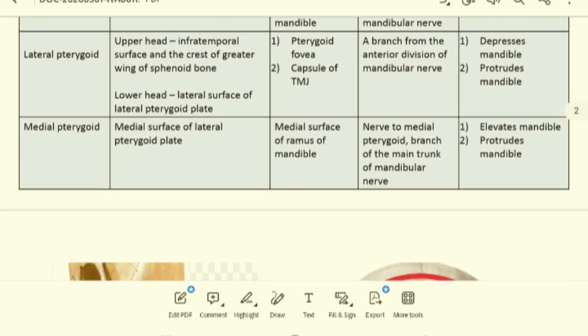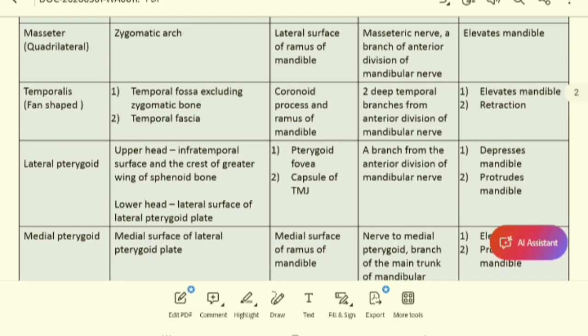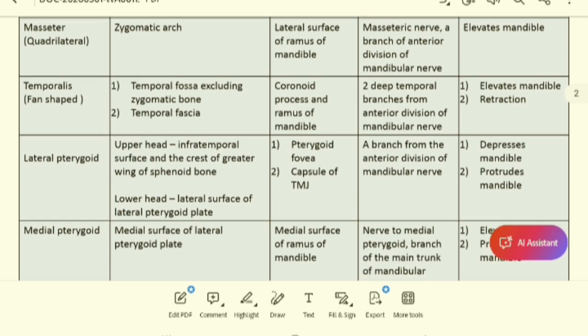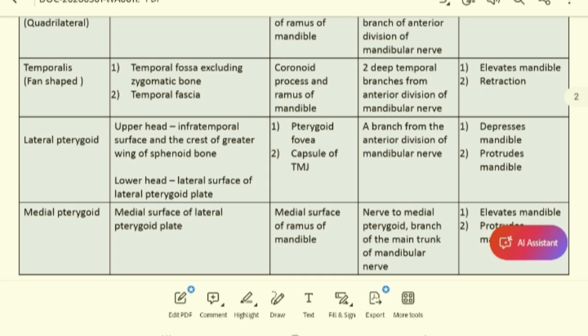Moving on, at last we have the medial pterygoid muscle. Its origin is the medial surface of the lateral pterygoid plate and insertion is the medial surface of the ramus of the mandible. Now wherever you see ramus of the mandible, for example in the masseter there is the lateral surface of the ramus of the mandible, temporalis is the coronoid process and ramus of the mandible, and here in medial pterygoid we have the medial surface of the ramus of the mandible.